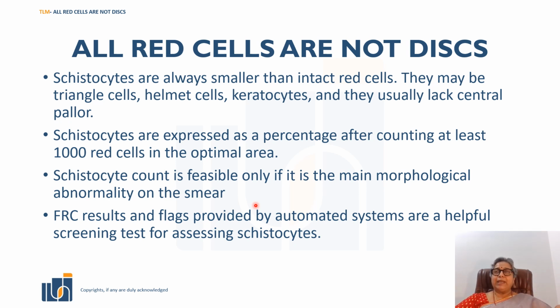Automated cell counters can give you flags for the presence of fragmented red cells and can give you automated counts, and this is a very rapid and pretty reliable method of assessing the presence or absence of fragmented red cells. And if that count is clinically significant, if it is greater than 1% in an adult, then one needs to look at the smear and try to assess the etiopathogenesis of the schistocytes. It is very useful for monitoring a patient with any kind of illness which causes schistocytes.